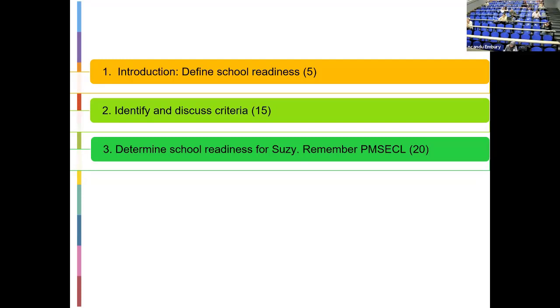Paragraph 3, you are going to determine school readiness for Susie. This is the paragraph where you're going to say what can she do in terms of emotional development and what is she finding difficulty with? And you go through all the different domains. Over there, can you see it says, remember PMS, ECL. That's the acronym we use to remember the different domains. So it's physical, moral, social, emotional, cognitive, and language.